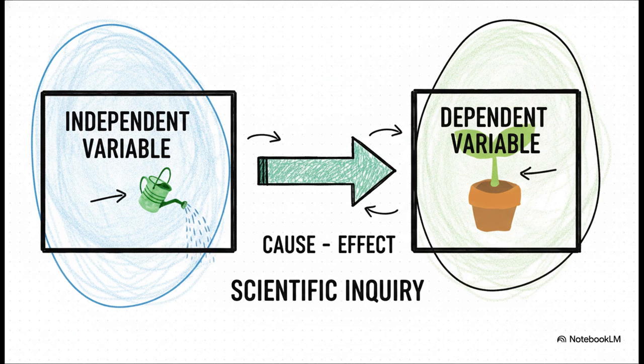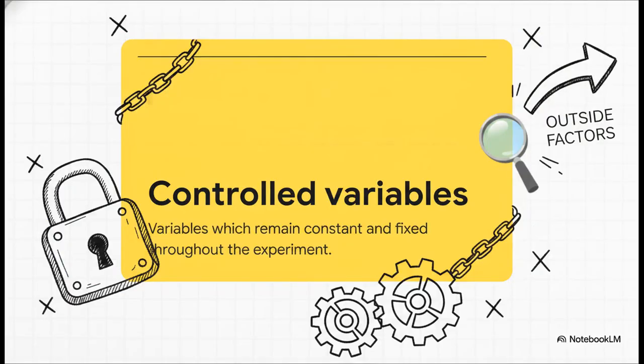This brilliantly highlights the absolute core relationship in all experiments: cause and effect. Changing the independent variable directly causes a change in the dependent variable. Honestly, this whole relationship, manipulating one factor just to measure the reaction of another, it is the literal heartbeat of all scientific inquiry. But wait, there is a catch.